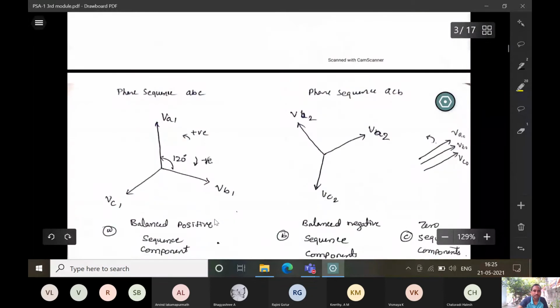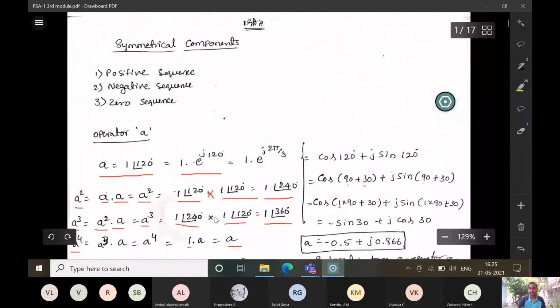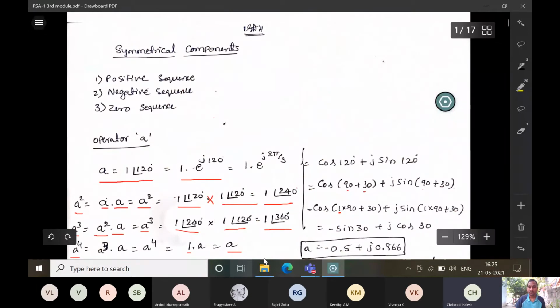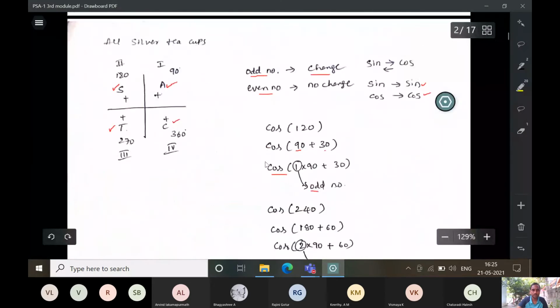Any doubt regarding this? No, sir. What about others? Arvind, Sushmita, is it clear? Sushmita? Yes, sir. Okay, so let's move to the next one.